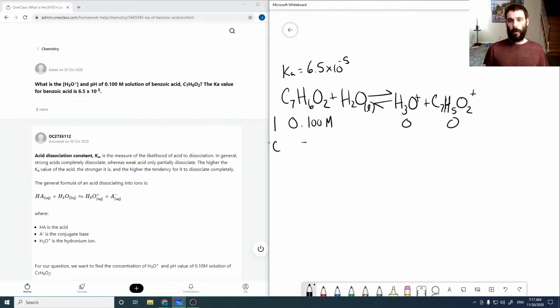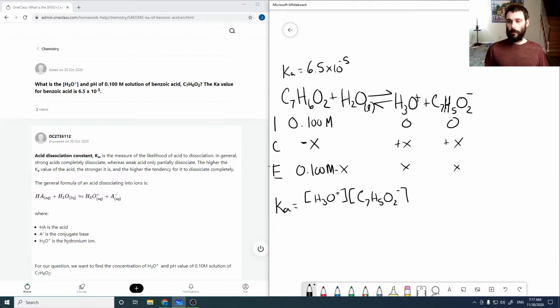So the change is going to be minus X. And everything's at a 1-to-1 mole ratio, so that means we're going to add X. And so then at equilibrium, we have 0.1 minus X, X, and X. And so our Ka is concentration of H3O plus, concentration of C7H5O2 minus, over our concentration of C7H6O2. And these are at equilibrium, so these are X, X, and 0.1 minus X.